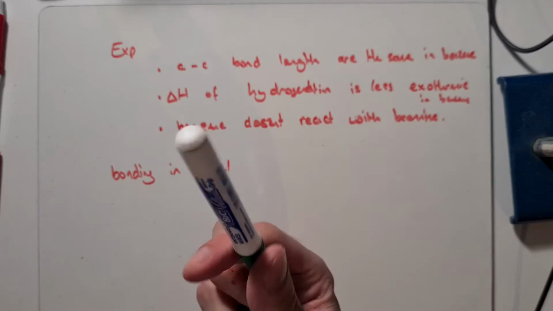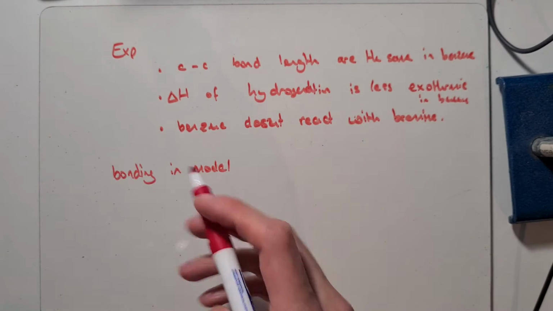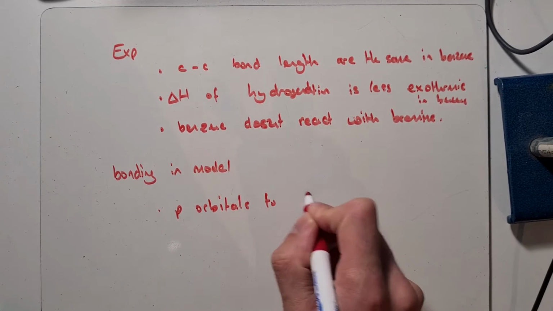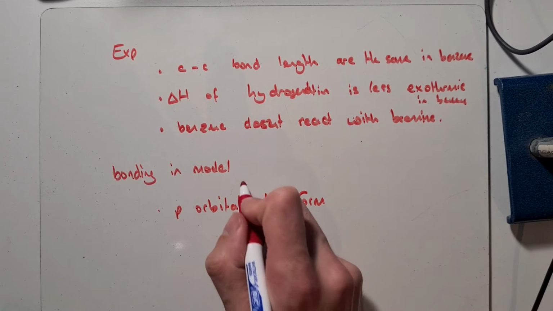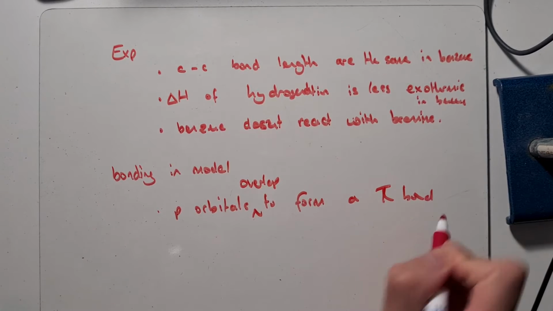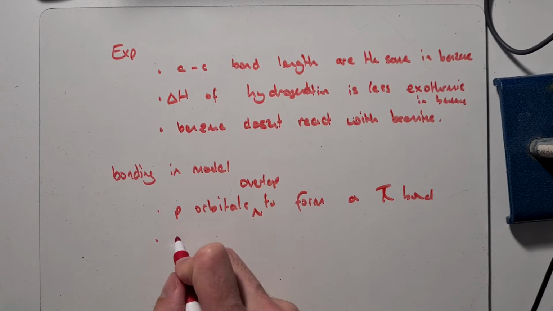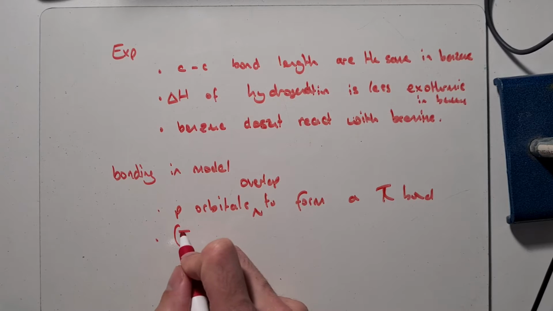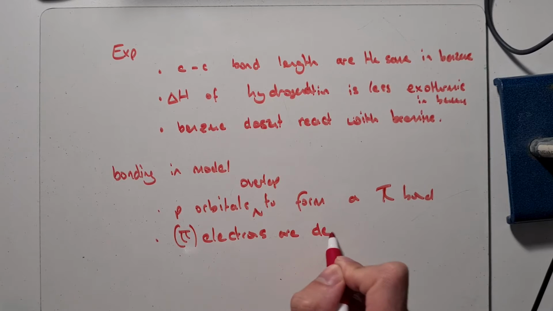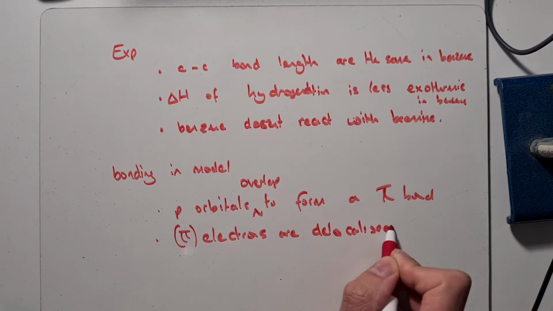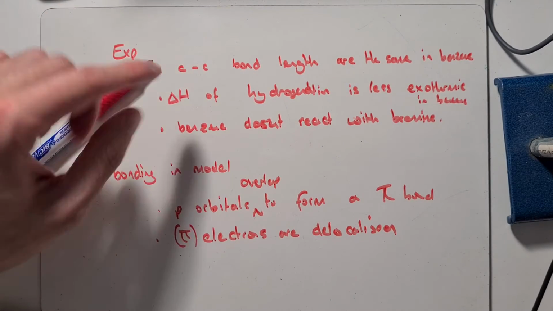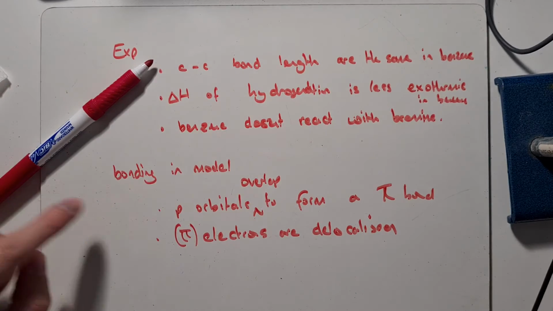for 1 mark, you needed to say that p orbitals overlap to form a pi bond. And then these electrons, put in brackets pi, electrons are delocalized. You could have drawn a diagram to show that as well. But you got 2 marks for this, so any 2 of those, and then 1 mark for that, 1 mark for that.